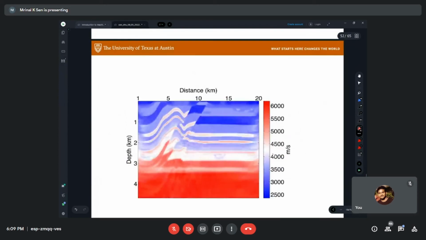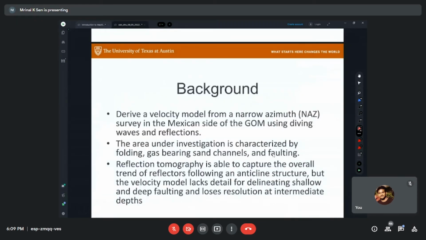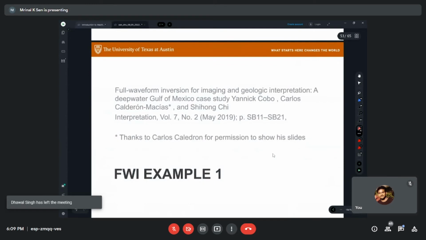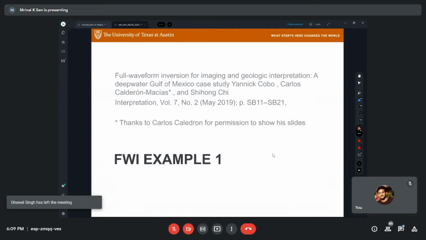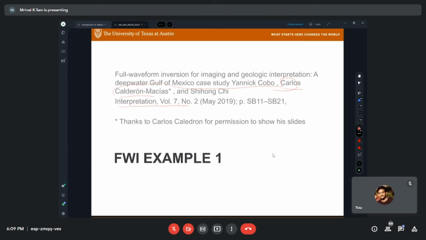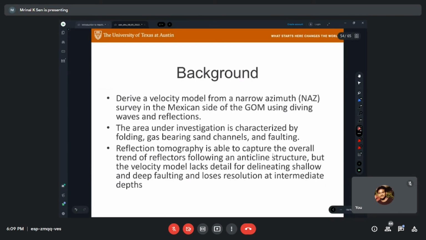I will skip the hybrid method, and I will talk about a real data example. This is an example that you'll find in this particular publication. It was led by Carlos Calderon, who is the vice president of the company and a former student of mine, so I will go over the results from there. Here the goal was to derive a velocity model from a narrow azimuth survey in the Mexican side of the Gulf of Mexico. And here they made use of diving rays and reflections.